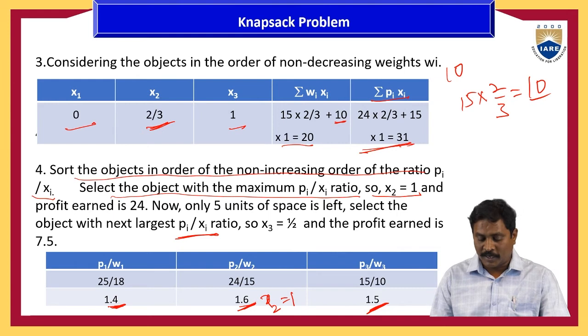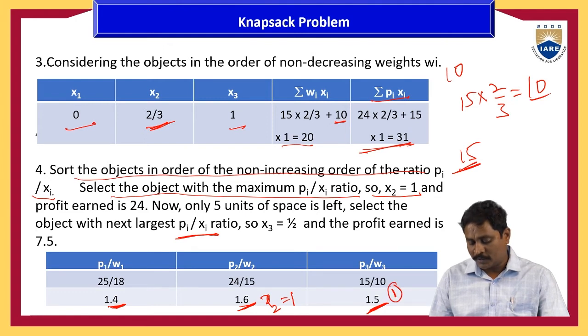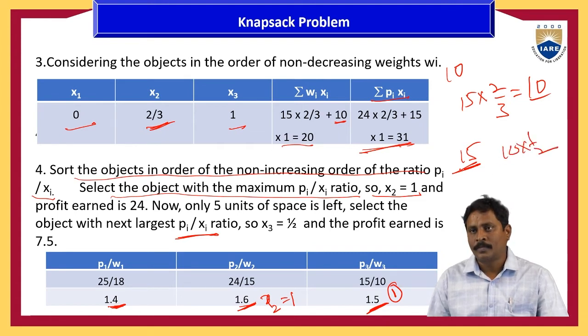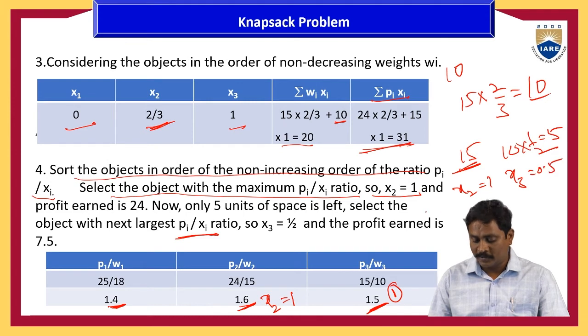So the x2 weight is 15, and we insert that. The next maximum value is x3, with W3 value 10. From this we take the remaining 5, that is 10 into 1 by 2, which is 5. So x2 value is 1, x3 value is 0.5, and x1 value is 0.